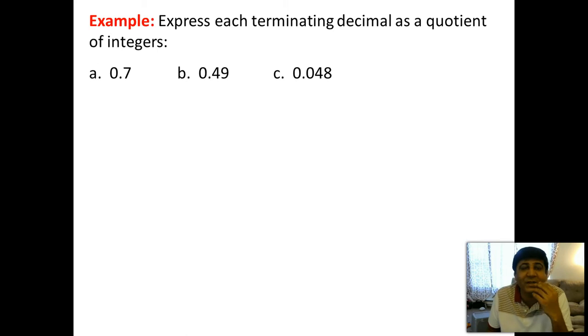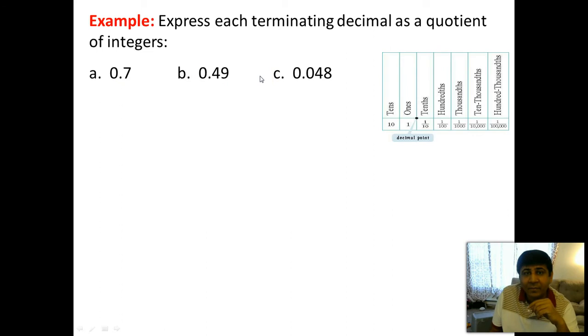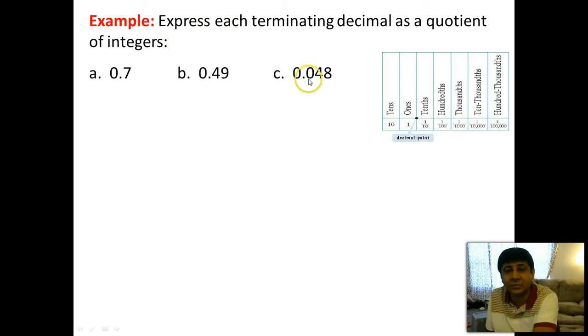So let me put an example here that will make things easier. Suppose you want to convert 0.7 into a rational number, into a ratio of two integers. So what will you do? Where is the decimal? The decimal is at the tenths position here, so this will go 7 over 10. I'm using that table again. Now look at the B part. Where is the decimal located? The decimal is at the hundredths position, so it will be over 100. So this will be 49 over 100. And in this one the decimal is at the thousandths position, so it will be 48 over 1000.